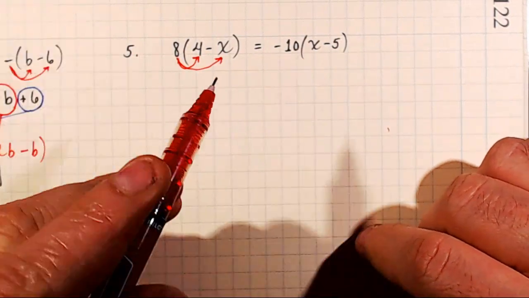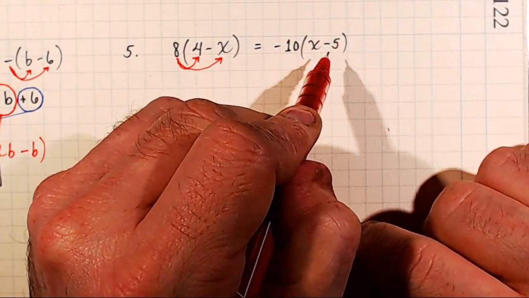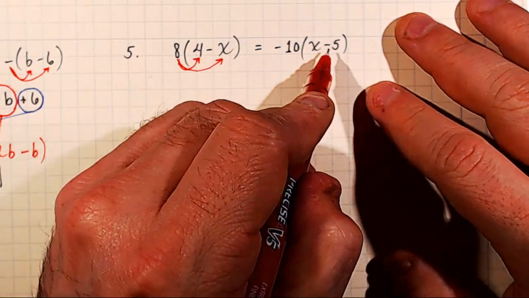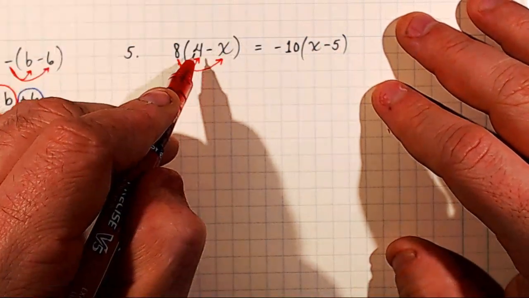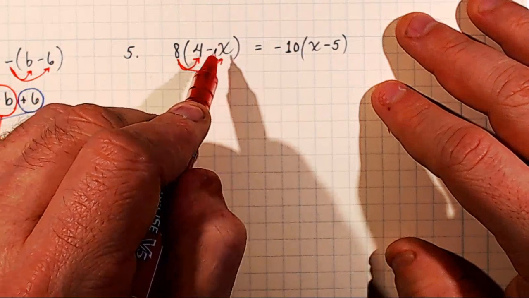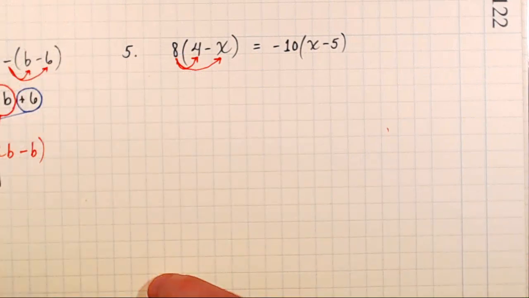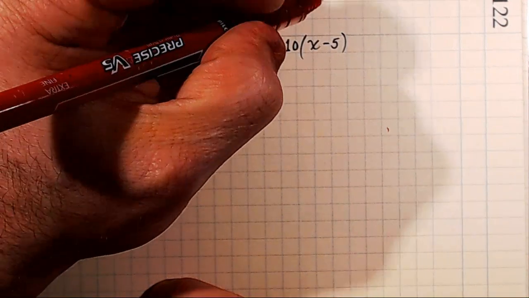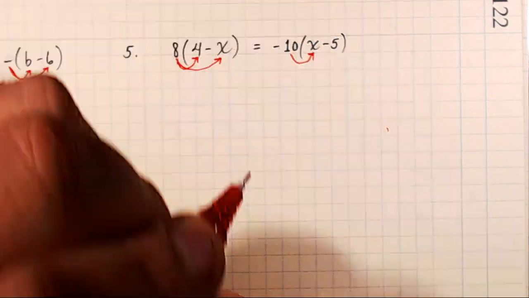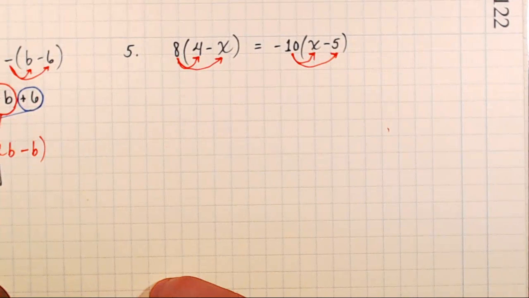And once again, just a term of vocabulary, these are binomials because there are two different unlike terms. This is an x variable, and this is a constant of negative 5. Here is a constant of 4 and a variable of negative 1x. Okay, so these are binomials. Just want to hit that vocabulary a little bit so you understand the terminology that you see in the book. So now I'm going to distribute negative 10 through the parenthetical expression like that.